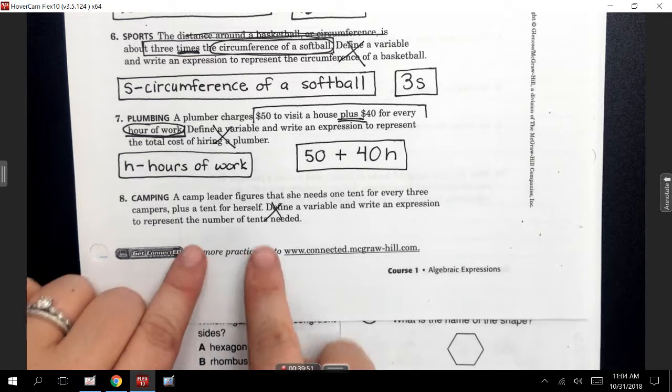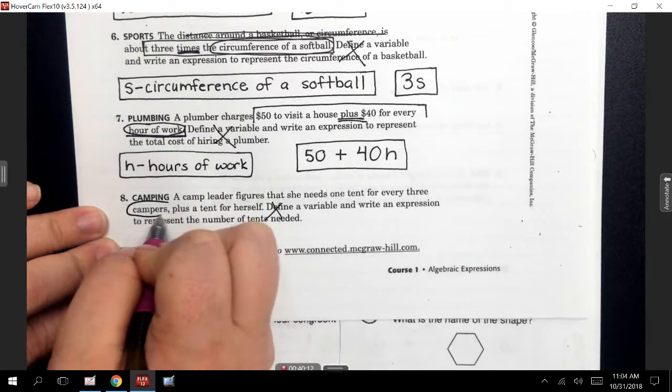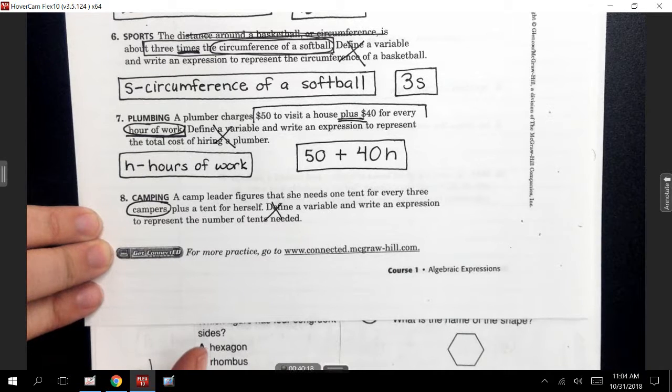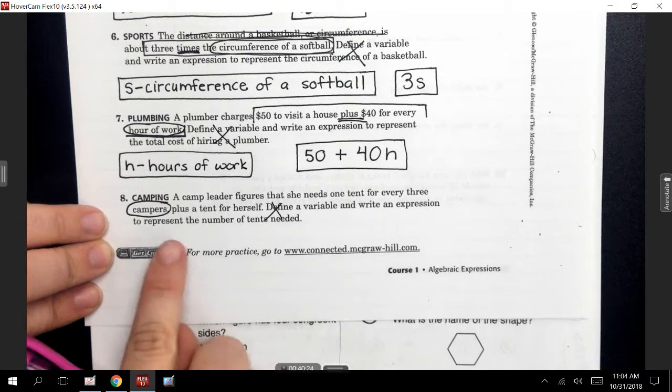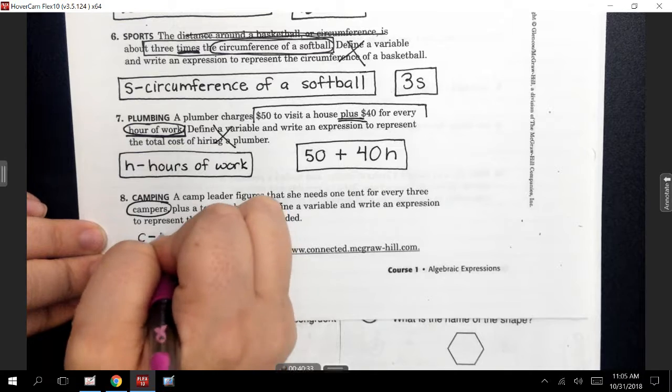Okay, so we're trying to write an expression to represent the number of tents. But guys, the number of tents she needs depends on how many campers there are. She could have 359 tents, but she might not need them all, right? So we need to know how many campers she has. That's what's important to us, okay? The campers are what's important, because the campers decide how many tents there are. And again, if we're representing the tents, can I be talking about the tents? No. All right.